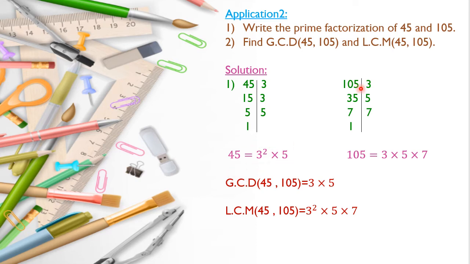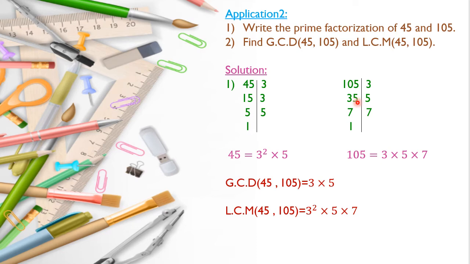نيجي لل 105. ال 105 تنقسمش على 2 لأنه منتهية ب 5. So دغري بنقسمها على 3. ال 105 هون تنقسم على 3 لأن جمع أرقامها 1 plus 0 plus 5 it's 6. So can be divided by 3. So 105 divided by 3 it's 35.